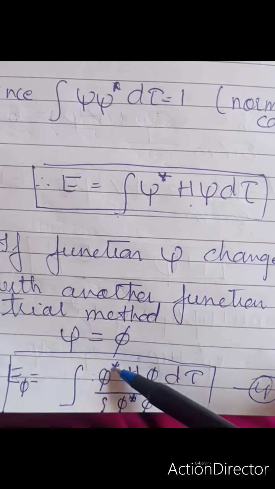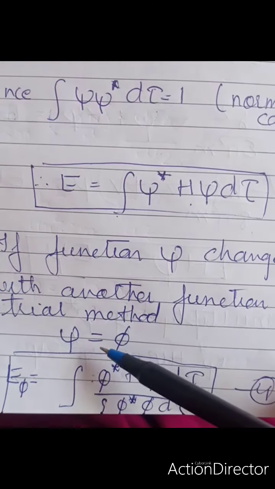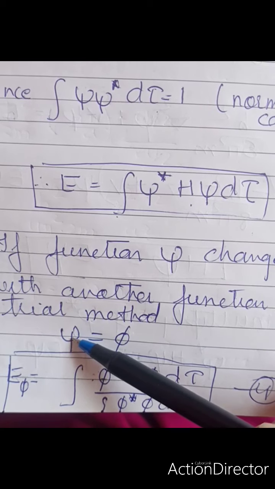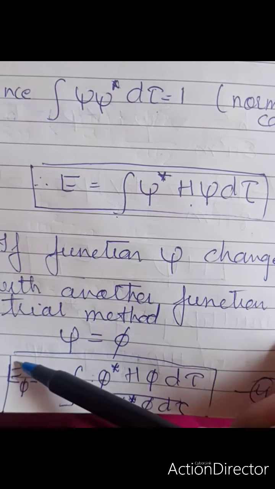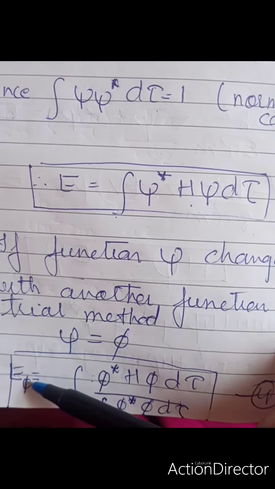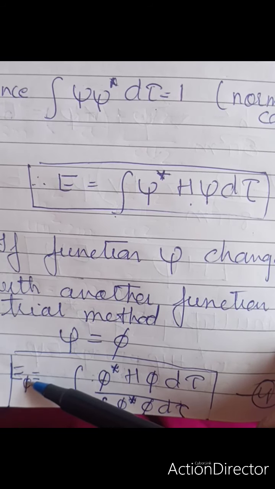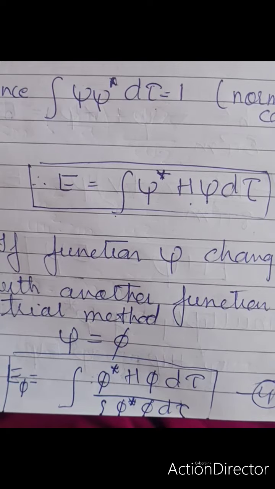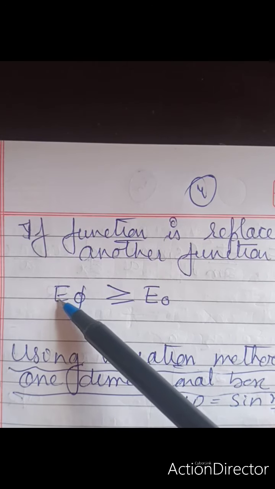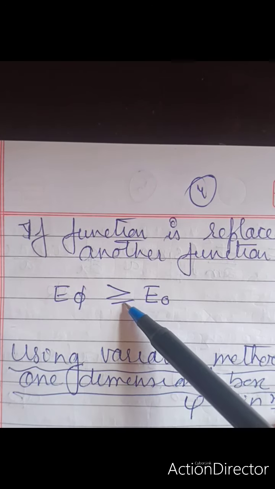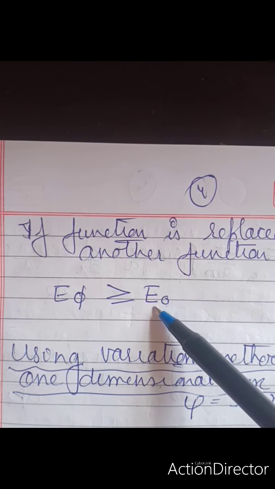What was observed is that if you replace the function psi by another function, the energy which you get should be either greater than or equal to the ground state energy. That is, E phi should be equal to or greater than E naught, that is the ground state energy.